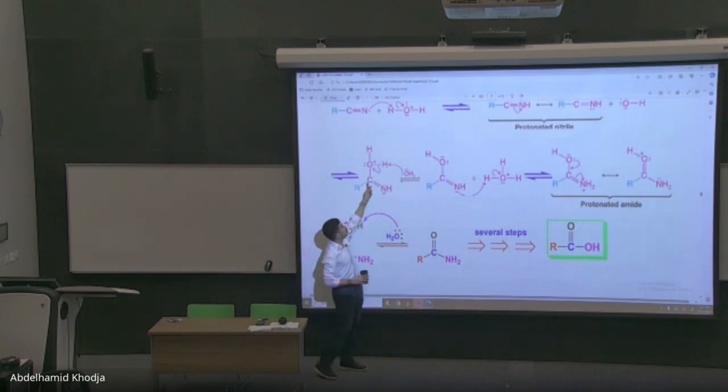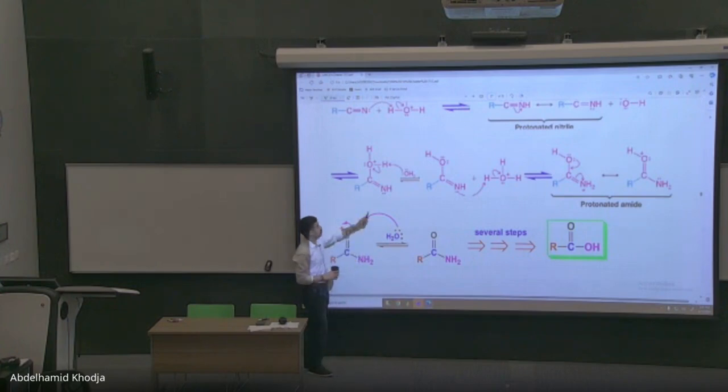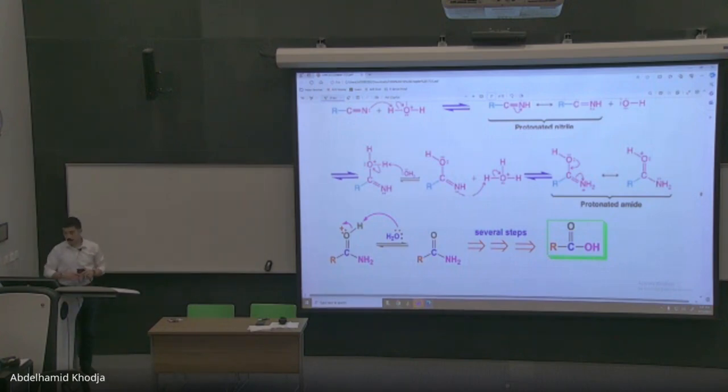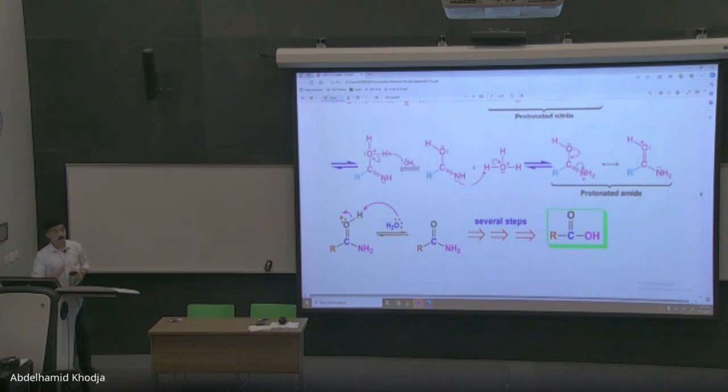You're going to want to get rid of this, because remember the goal is to go from what? A nitrile to a carboxylic acid. So you want to get rid of this extra hydrogen. How do you do that? Using H2O. H2O will come in, attack that hydrogen, removing it, deprotonating it, so you go from OH2 plus to OH. Once you have that, you form H3O plus, which appears here.